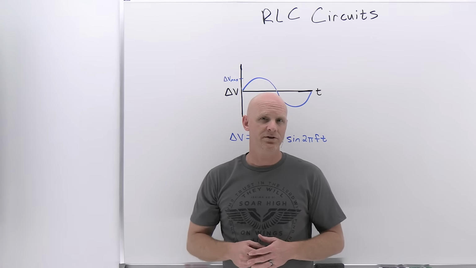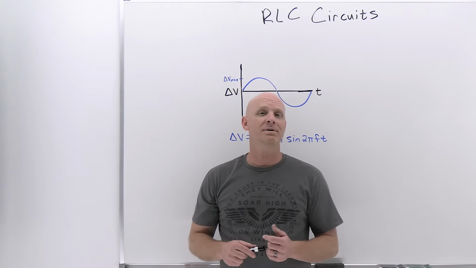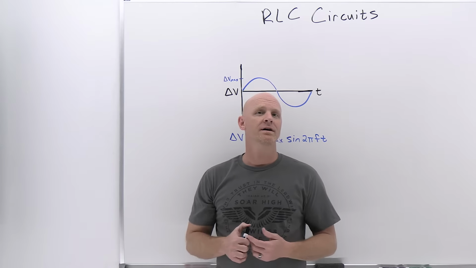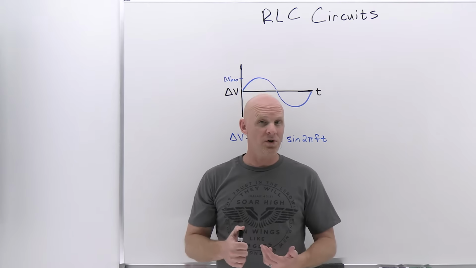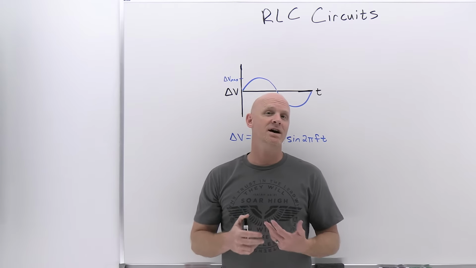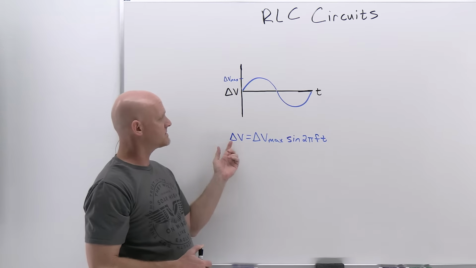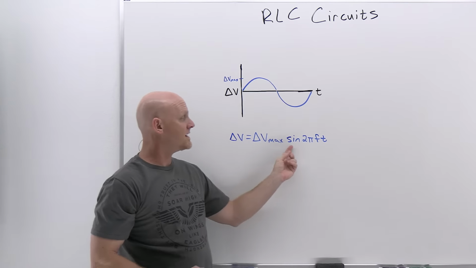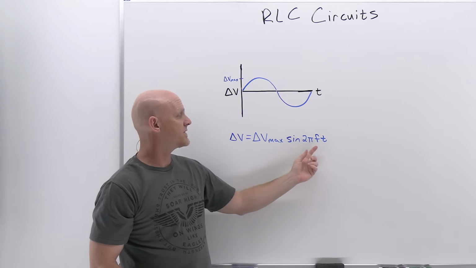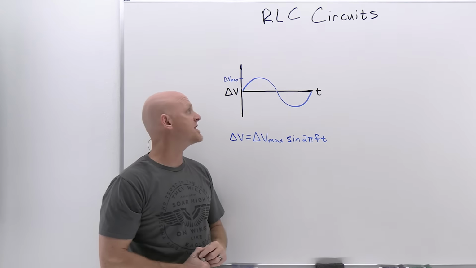Now in the last chapter, we learned about generators and how they set up an alternating current where the polarity of the potential as well as the current changes directions in a sinusoidal fashion. And so it turns out it follows this lovely equation right here where delta V is equal to delta V max times this sinusoidal portion that's related to the frequency of the generator.